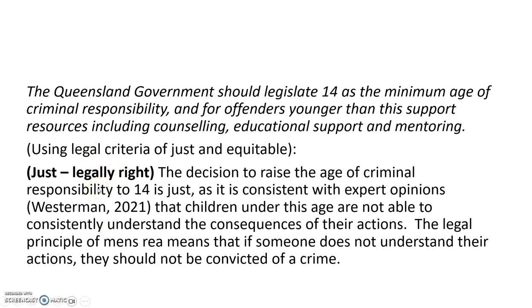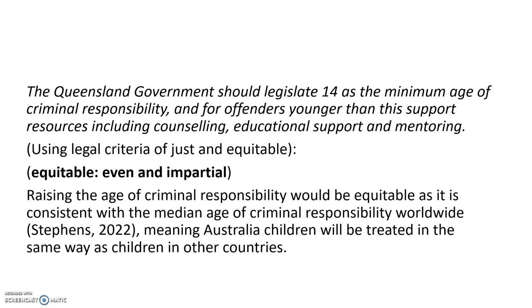Let's have a look at the next part, which is equitable. How do I say whether this is equitable? Equitable means even and impartial. In this case, I use some evidence that says in the developed world, the median, the middle age of criminal responsibility is 14. So if the Queensland Government raised the minimum age of criminal responsibility to 14, it would be equitable, even with what's happening in the rest of the world.